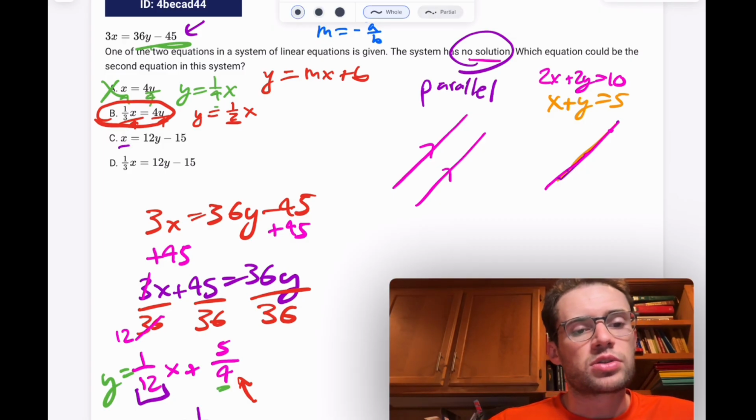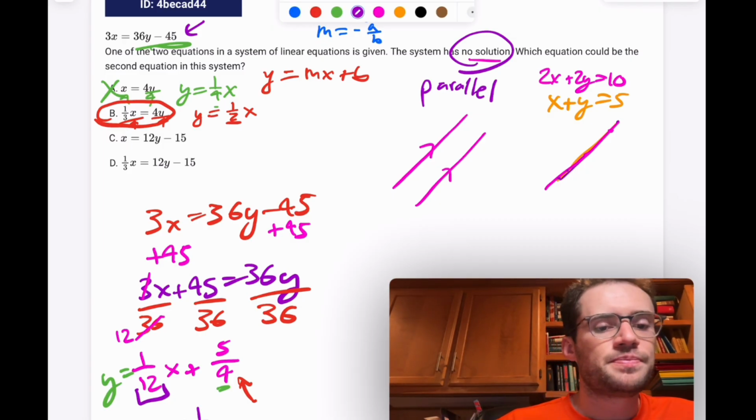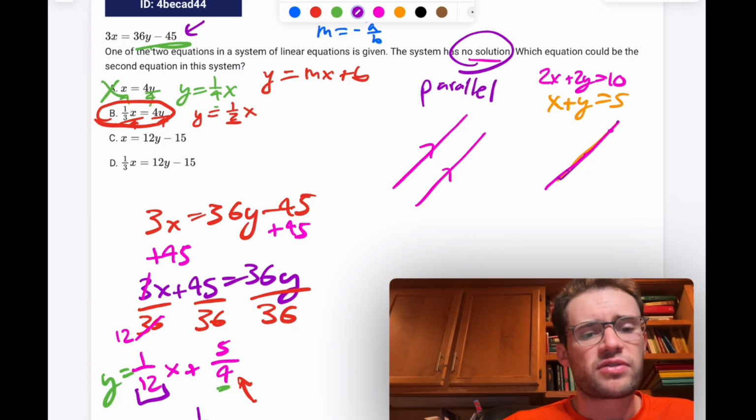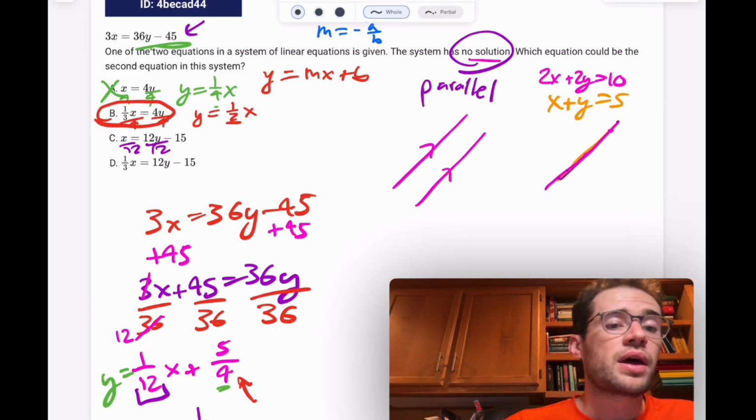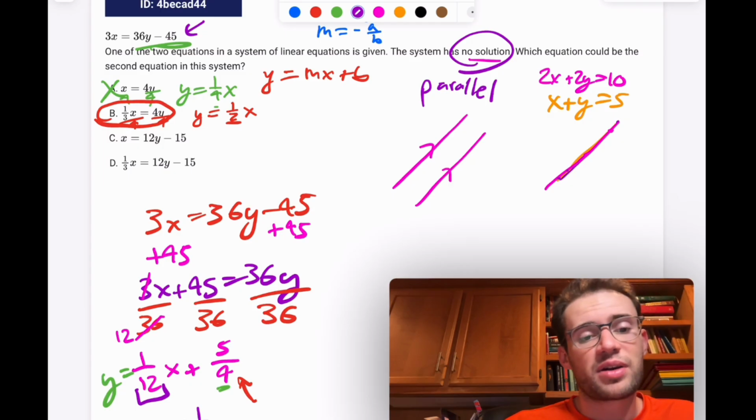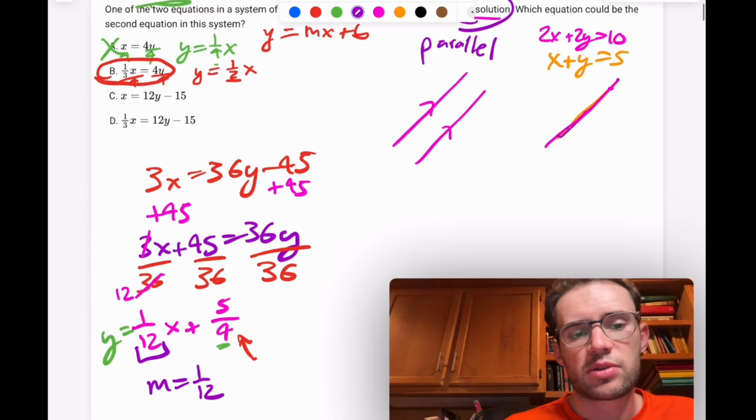So x equals 12y minus 15. Again, we mostly care about the slope. So I should add 15 to both sides first, but I'm just going to divide both by 12. Oh, and that would give me 1/12. Okay, so this one, it does have the same slope, but it looks like they're probably going to have the same y-intercept. So I'll rewrite this equation over here.